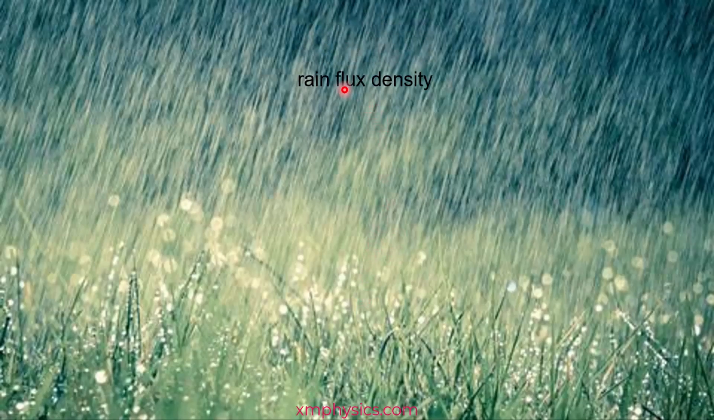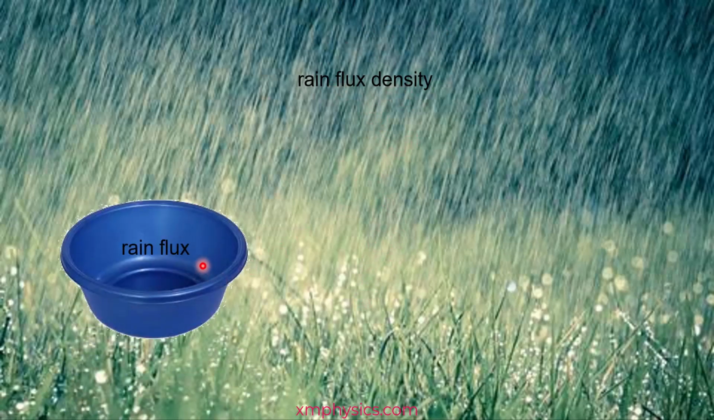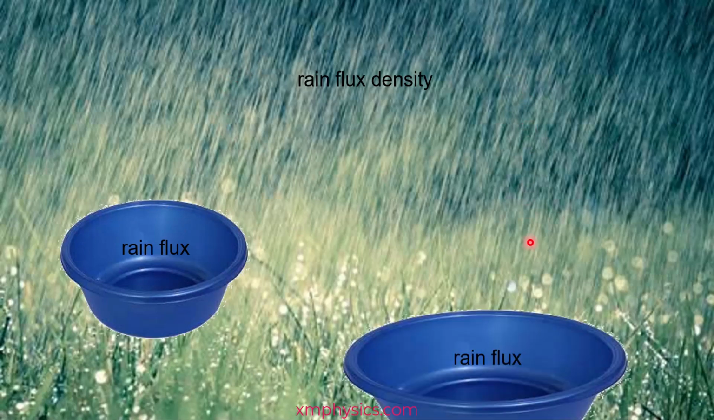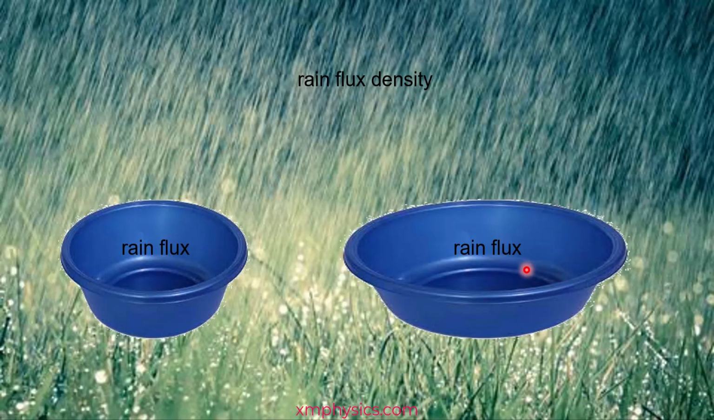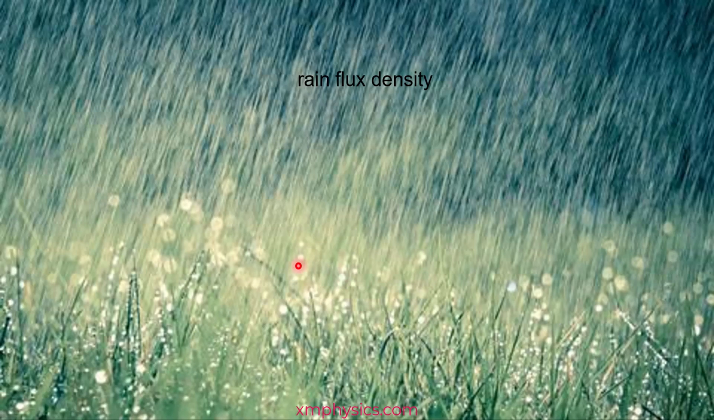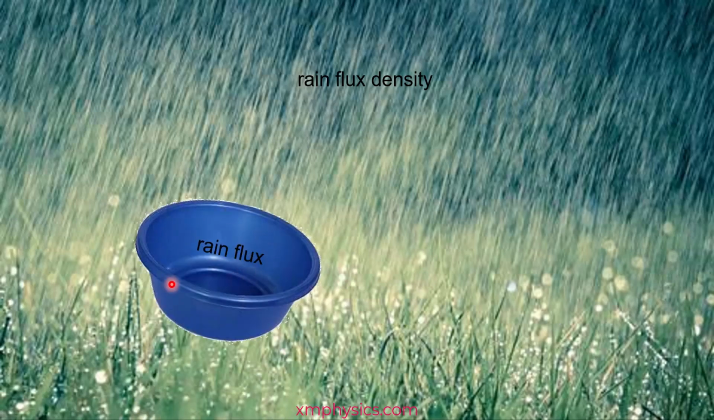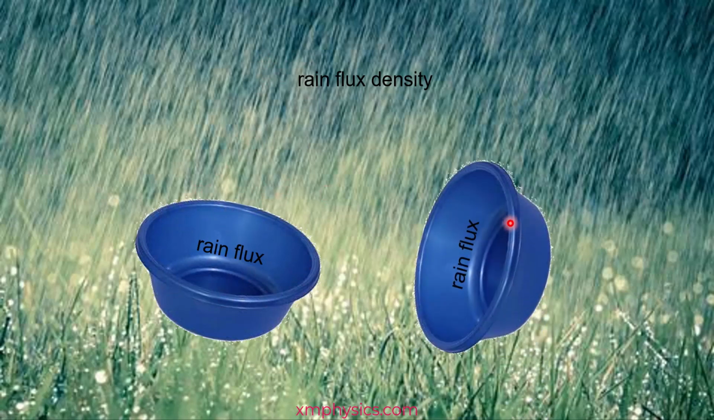So the magnetic flux density is kind of like the rain intensity, and the magnetic flux is kind of like the amount of rain passing through the basin. So the flux density could be the same everywhere, but if you have a bigger basin, you have a bigger flux. The orientation of the basin is also important. So if you want to capture the maximum amount of flux, naturally you put the basin perpendicular to the rain, right? Because if you put the basin parallel to the rain, you get zero flux.